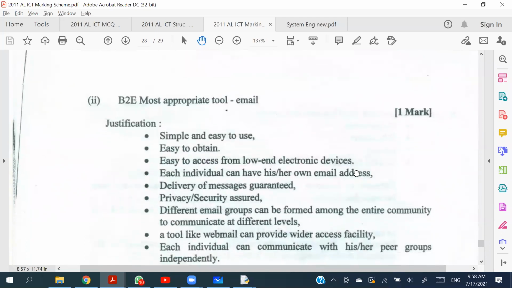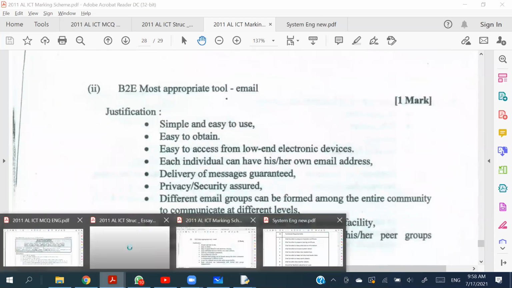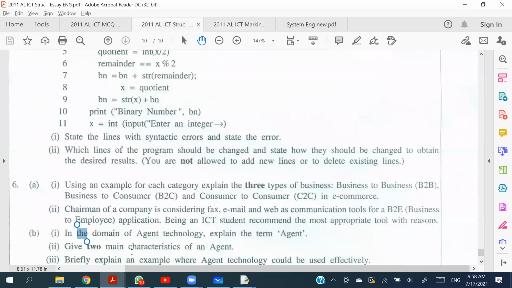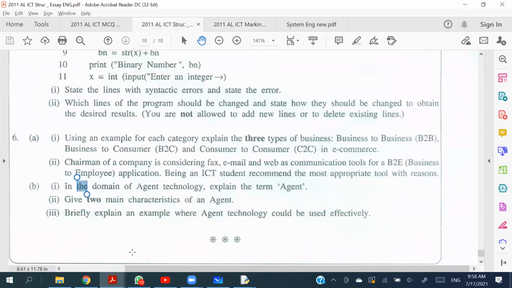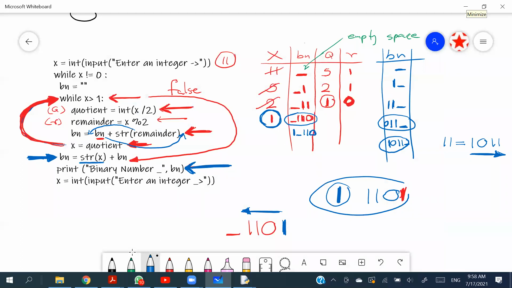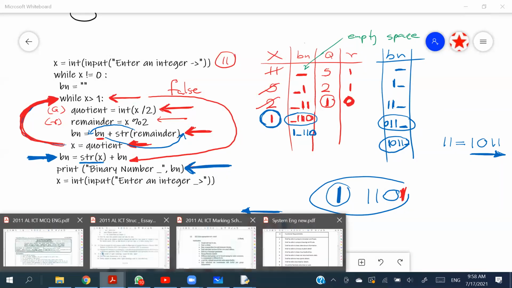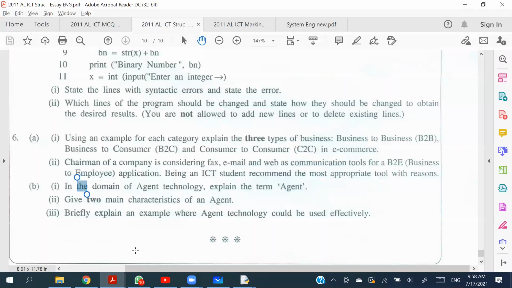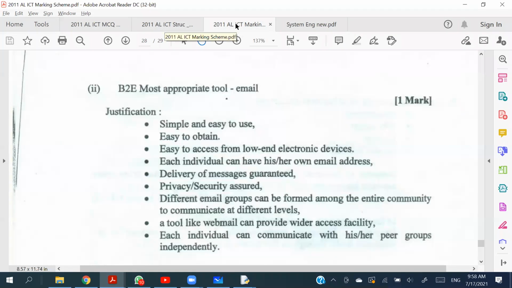In the next part, they are asking about a chairman of a company considering fax, email, and web as communication tools for B2E, business to employee application. Being an ICT student, recommend the most appropriate tool with reasons. It's going to be email because it is the cheapest one. It's easy to communicate. You can communicate with many different people at once. Those kinds of advantages they have given.